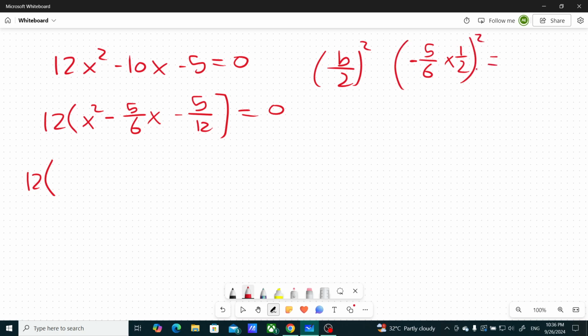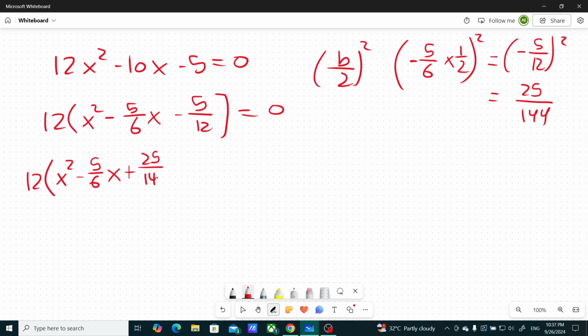This is going to give me negative 5 over 12 squared, which is going to equal 5 squared is 25, 12 squared is 144. So this is my magic number that I will need to add. x squared minus 5 over 6x plus 25 over 144 minus 5 over 12, and as usual I will need to subtract whatever I added to not change the value of the equation.